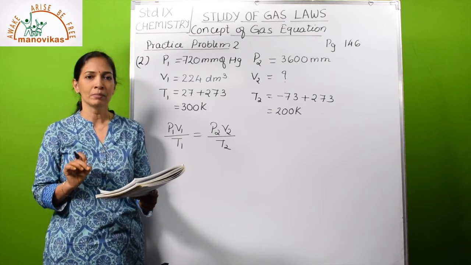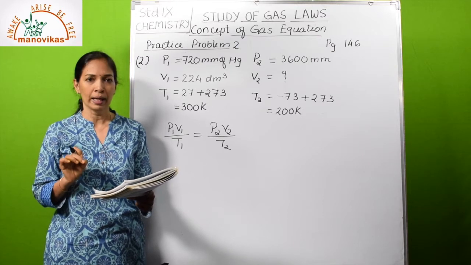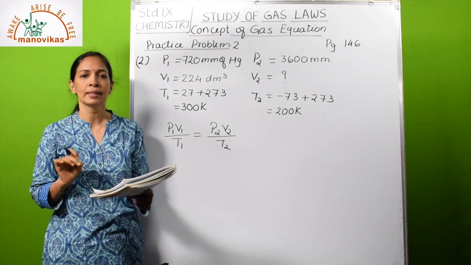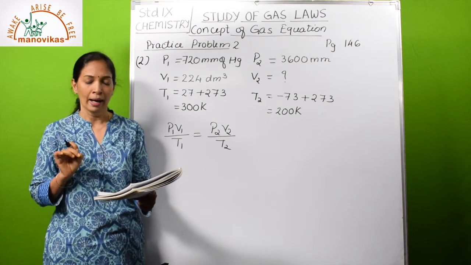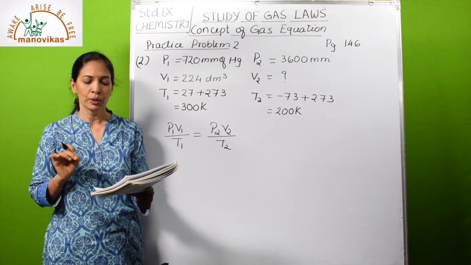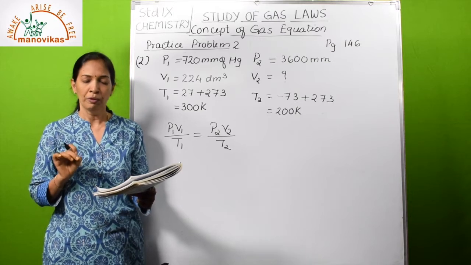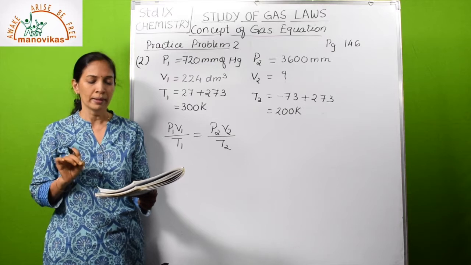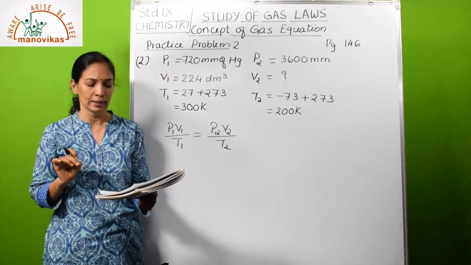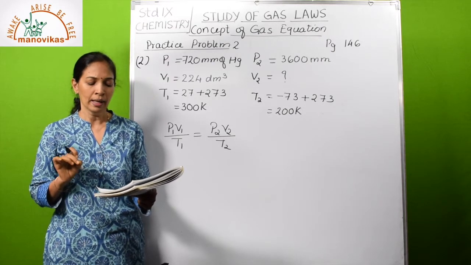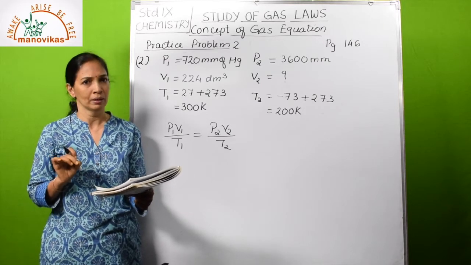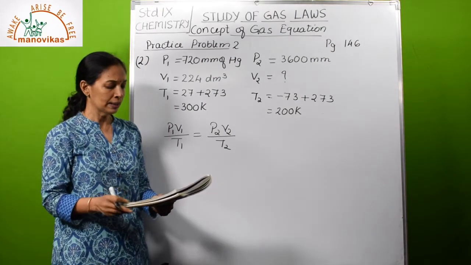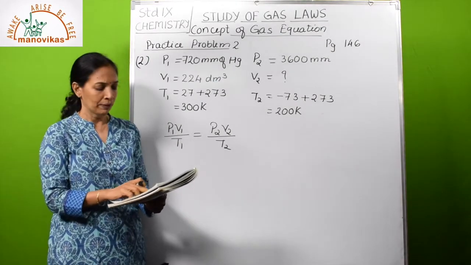224 cubic centimeter of dry carbon dioxide is at a temperature of 27 degrees Celsius and pressure 720 millimeter. Find the volume of the gas at a temperature of minus 73 degrees Celsius and pressure 3600 millimeter. Here initial and final values are given. Okay. So let us see what are the things given.